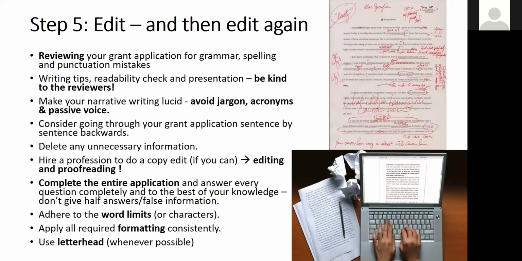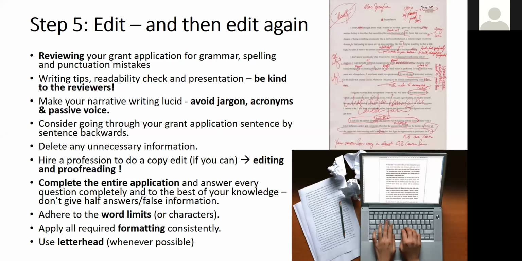Next, edit. This is important as well. Review: get another person to review, get someone who has not read this proposal before to look at it. It is always important to check again and again for grammar, spelling, and punctuation. Sometimes you would have seen this application so many times that you will overlook a mistake until someone else points out to you, oh, you missed this out.